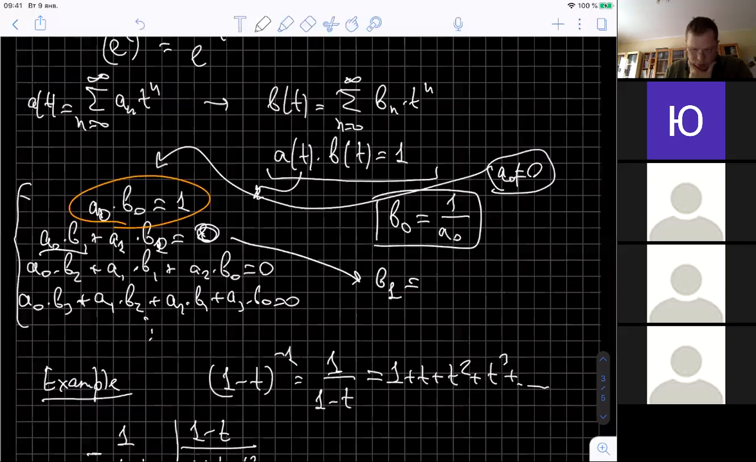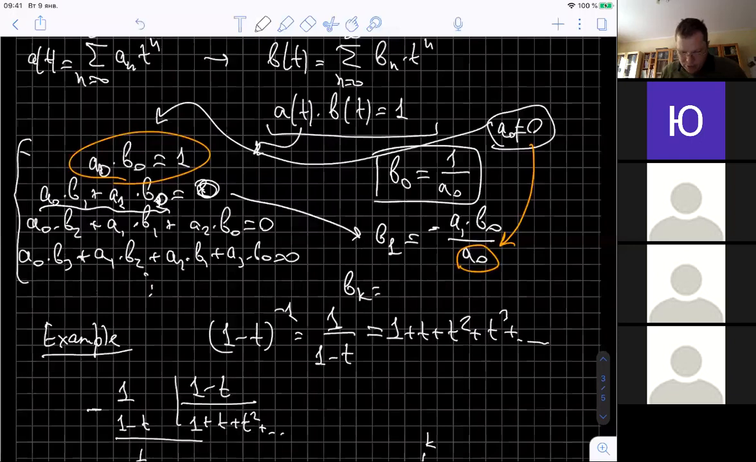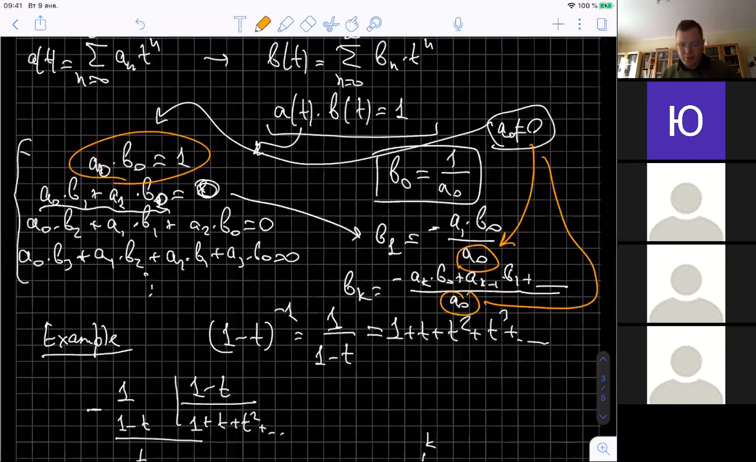So if you want to find b1, then we need to calculate minus a1 times b0 over a0. And here again, in the denominator, we have a0. So if a0 is not equal to 0, then we can find b1, and so on. So if I want to find the formula for the bk, it will be minus the sum like ak times b0 plus ak minus 1 times b1, and so on. And again, in the denominator, we will have a0. So again, if a0 is not equal to 0, we can find this coefficient.